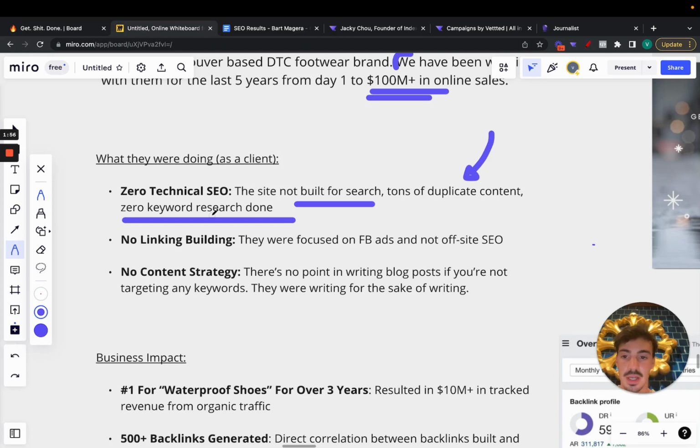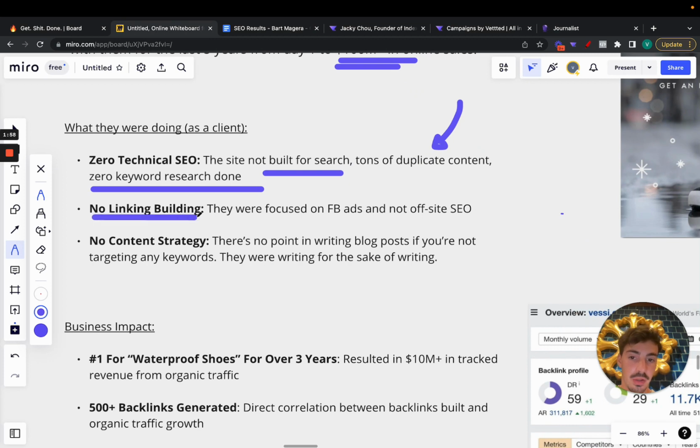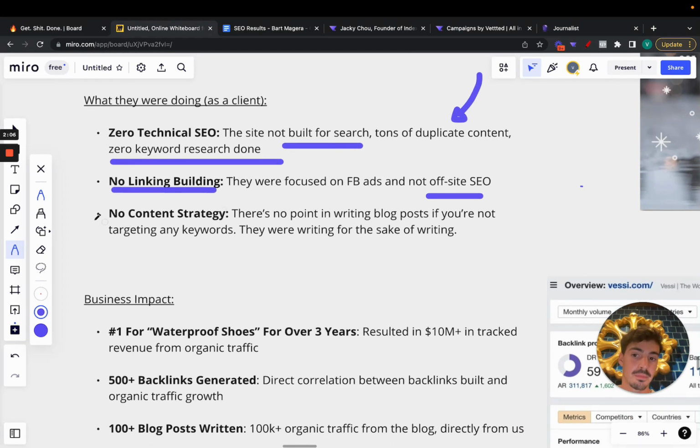Makes perfect sense. Then, no link building at all, right? They were focused on Facebook ads and not off-site SEO. So no links were built. There was no strategy to acquire backlinks, right? And then, as I said before, no content strategy, right? There's no point in writing blog posts if you're not targeting any keywords because they were not doing keyword research. They were writing for the sake of writing.